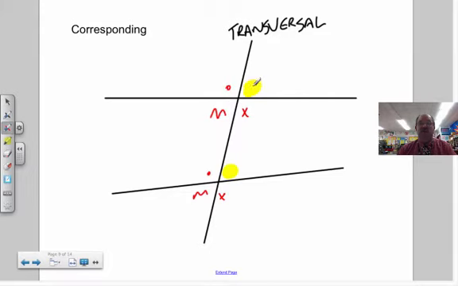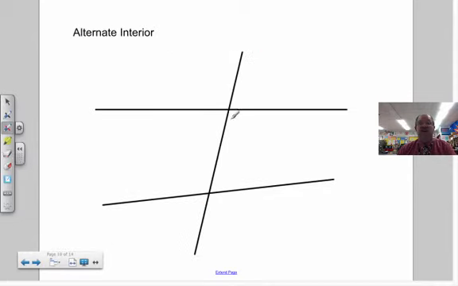In this case, the yellow ones are above the line and to the right of the transversal. So that's corresponding angles. Next, alternate interior. They're on the interior and they're on alternate sides. So like there and there, those are alternate interior angles. They're in between my two lines and on opposite sides of the transversal.